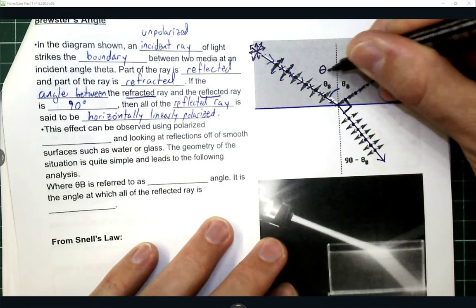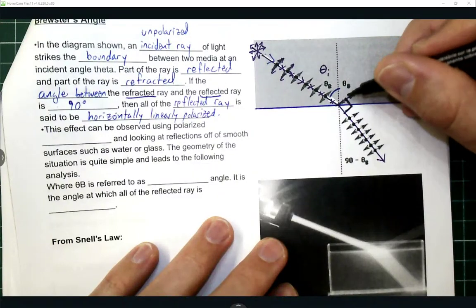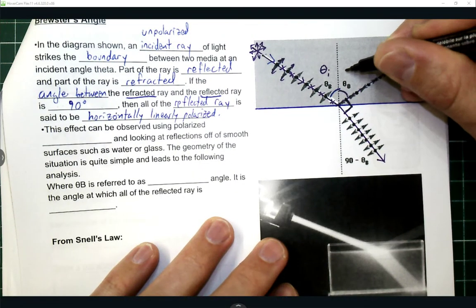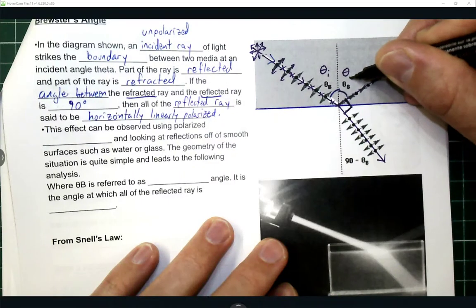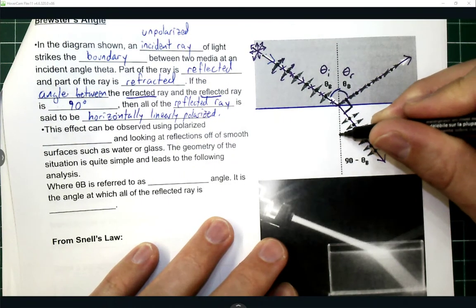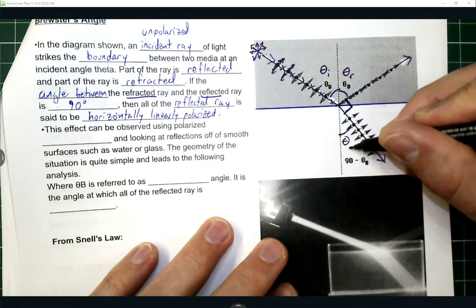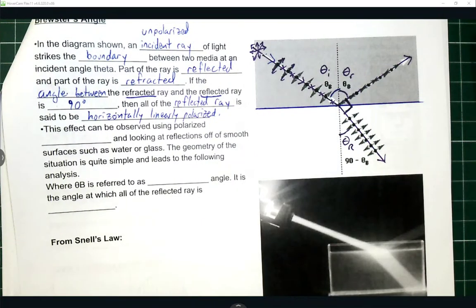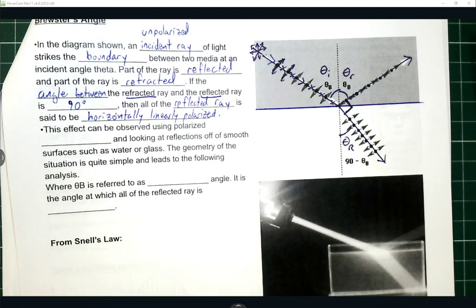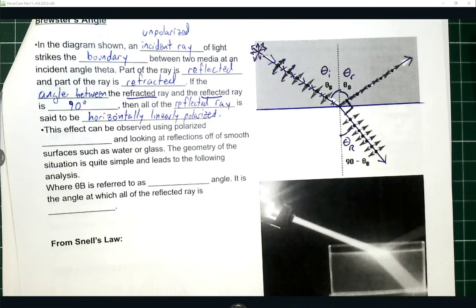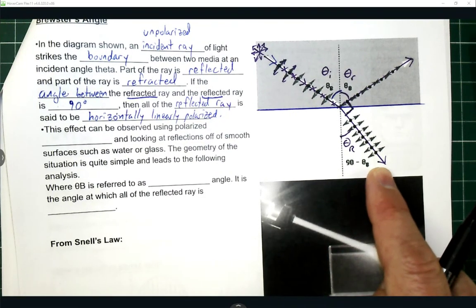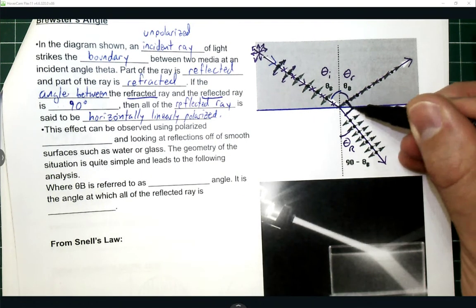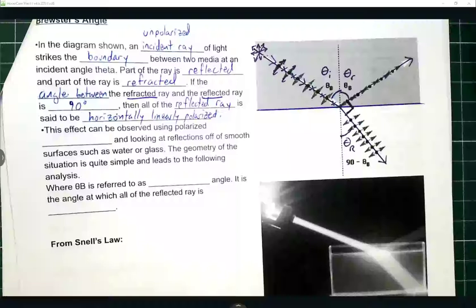The incident angle is this angle. The reflected angle is this angle. And the refracted angle is this angle. So when I'm talking about 90 degrees, I'm not talking about any of those 3 angles. I'm talking about the angle between the reflected ray and the refracted ray. This angle right here, which is not something we talked about in earlier grades.